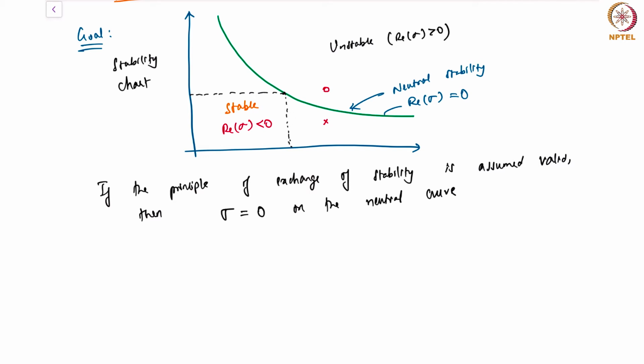But at the same time, that's not enough to just say that the principle of exchange of stability is valid. When the principle of exchange of stability is said to be valid, then one is also saying that there are no oscillatory modes on this neutral boundary. This excludes oscillatory modes on the neutral curve.